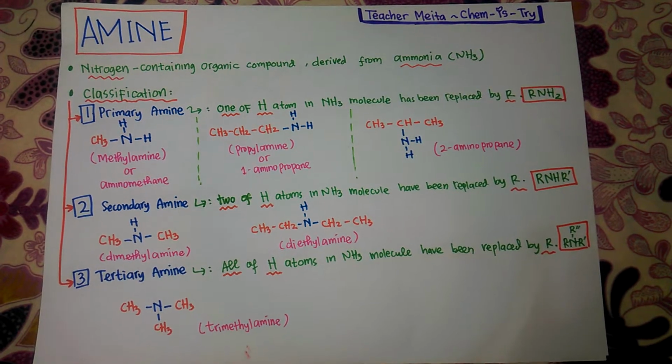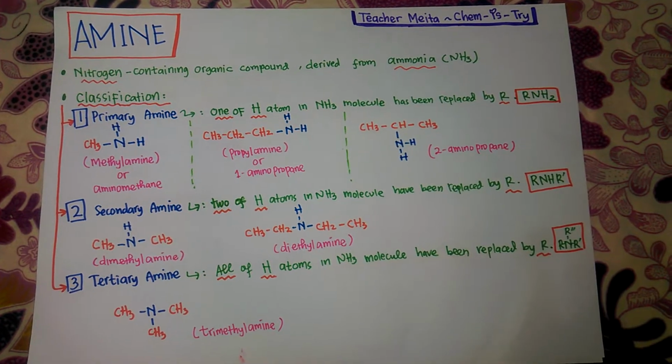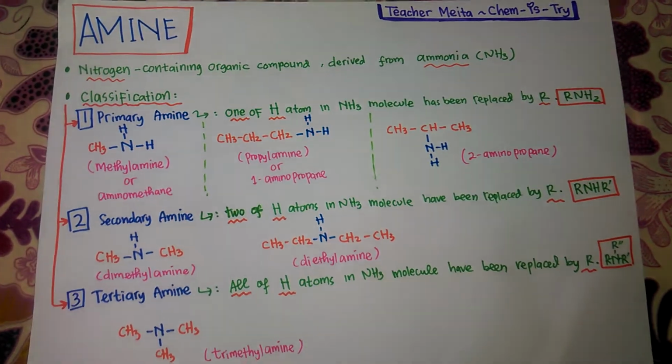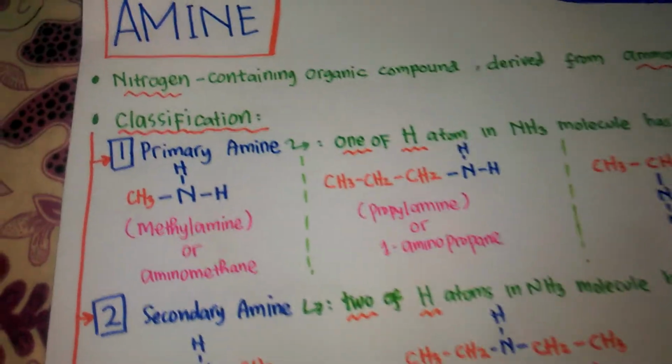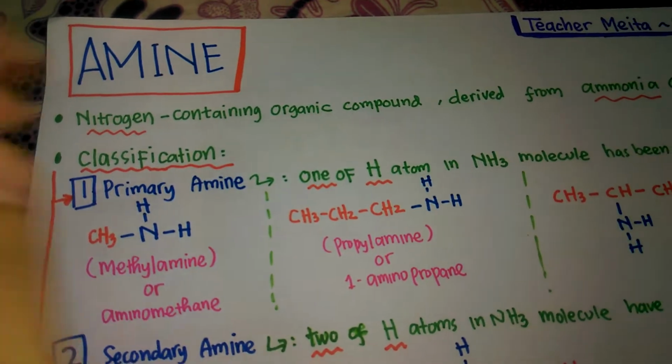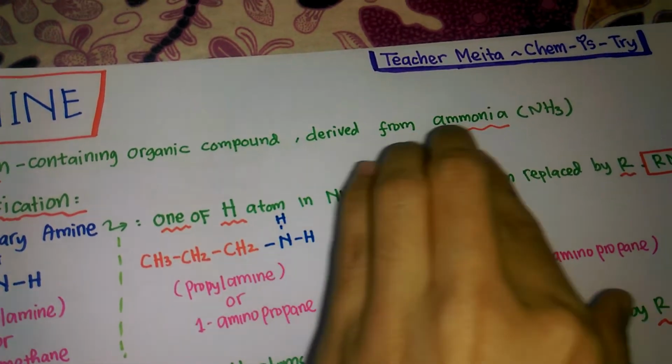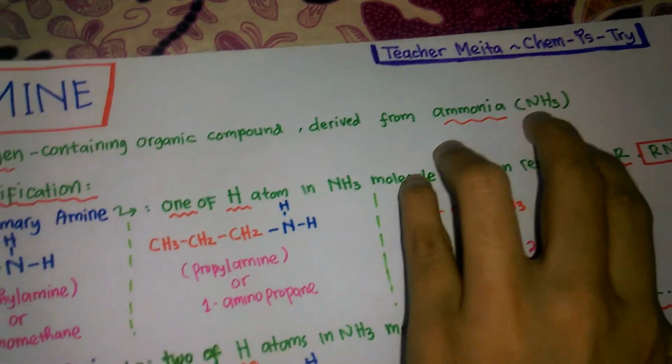Today we are going to study about amine, amide, and polyamide. So we're gonna discuss from amine. Amine is a nitrogen containing organic compound derived from ammonia or NH3.